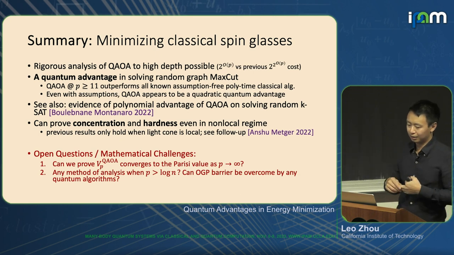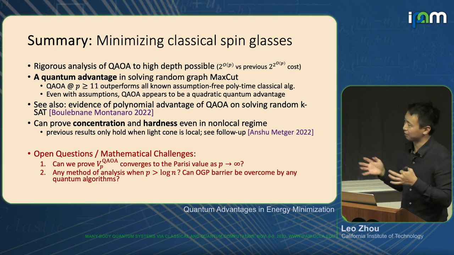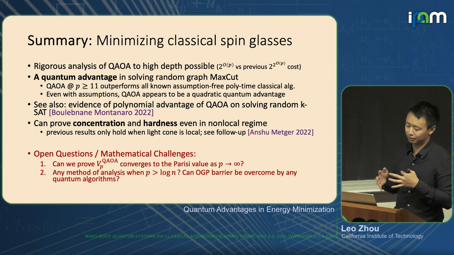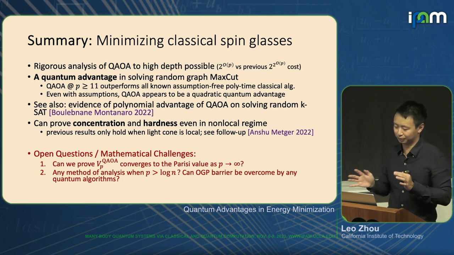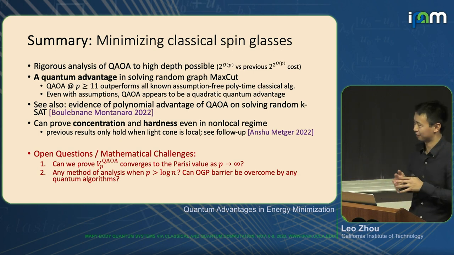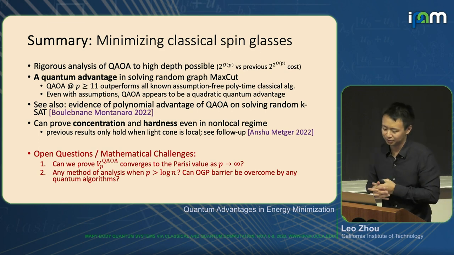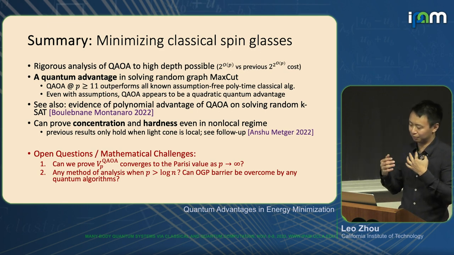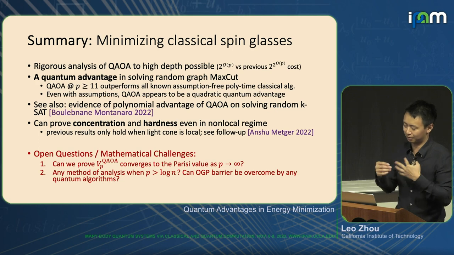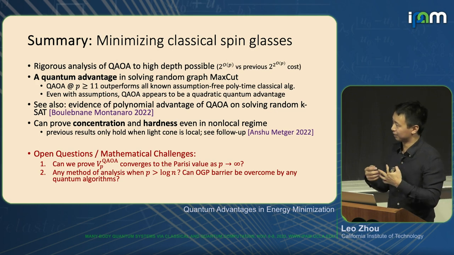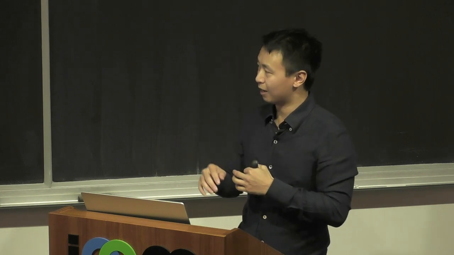that can allow us to understand these energy values in the large depth limit as well. And also, all the results I've talked to you about are rigorous, but they only apply when P is constant. So currently, there are no rigorous results on QAOA whenever P is greater than log n. So that's another very interesting frontier. And in particular, it's still unclear whether barriers for classical optimization algorithms like this OGP, which I don't have time to talk about, but feel free to ask me about it later. The question is, can they be overcome by any quantum algorithm?